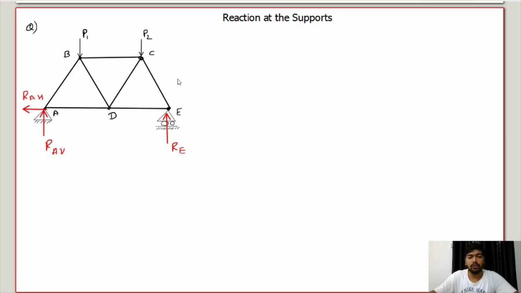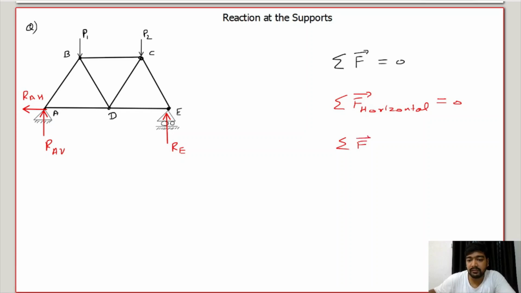So how should we calculate it, what method will we apply? Simple, because we just studied equilibrium. So we will say that this truss is in equilibrium. We will consider the whole truss to be in equilibrium, and then we will solve for this. So what equations will we apply? The same ones we studied: the summation of forces, the vector sum of forces, has to be 0. It means the forces in the horizontal direction, their vector sum should be 0, and the forces in the vertical direction, their summation also comes out to be 0.